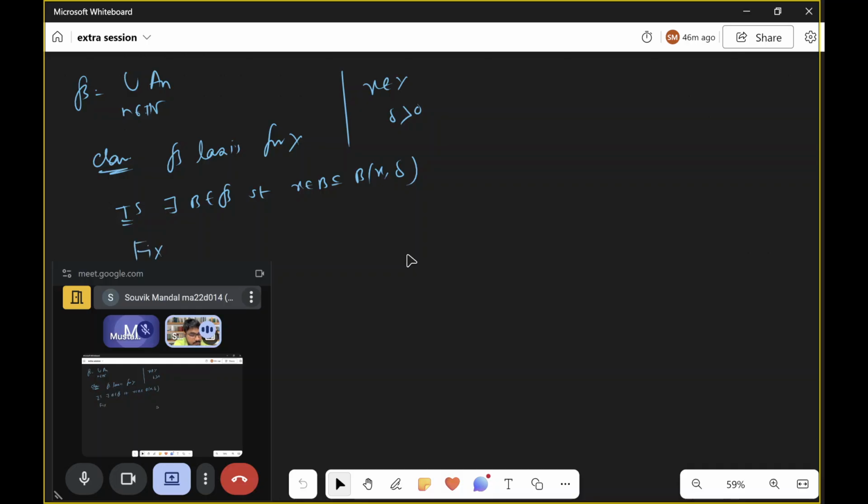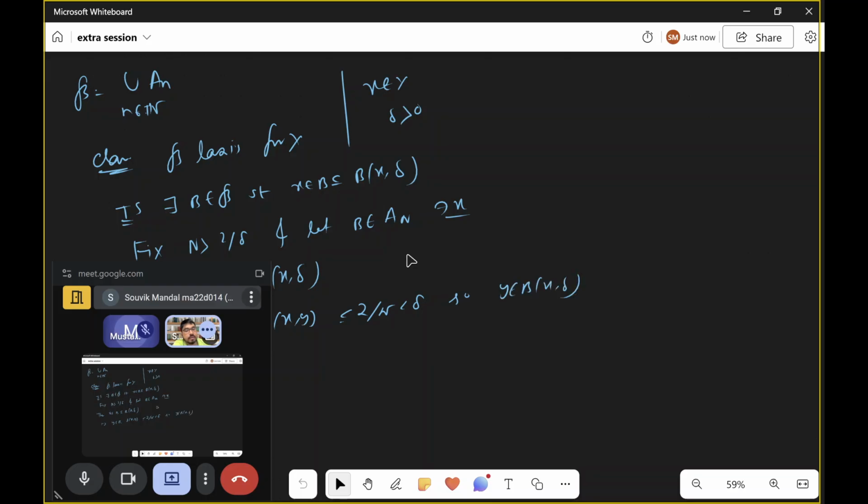We fix an n greater than 2/delta, and let B belong to A_n which contains x. Then x belongs to B, a subset of B(x, delta). And indeed this tells us that for any y belonging to B, d(x,y) is less than 2/n, which is less than delta, so y belongs to B(x, delta). Okay, so that is the argument.